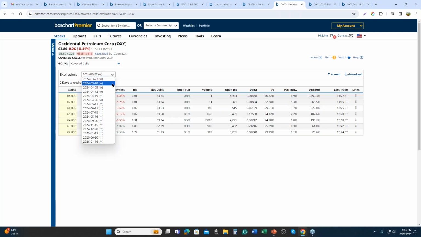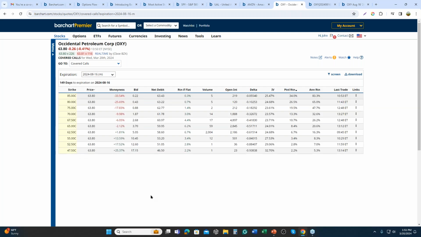And I'm going to sell that 67.50 strike. If we buy Occidental today at 63.80, that is going to give me a potential return by August of about 10%, or an annualized return of 26%. Not a bad deal if Occidental gets to 67.50.